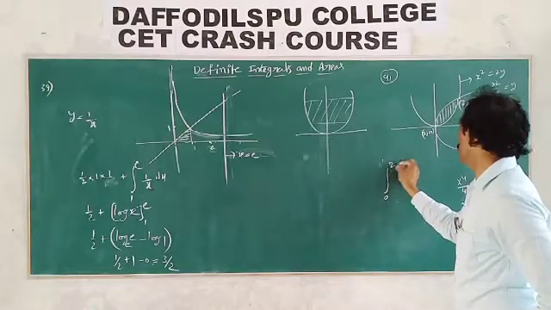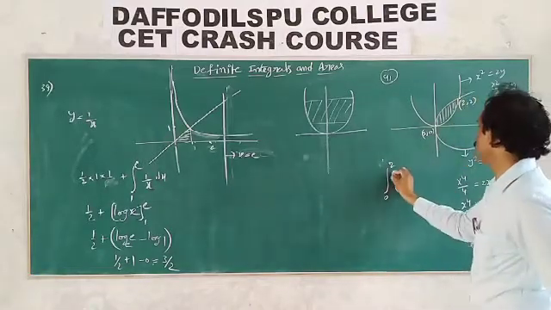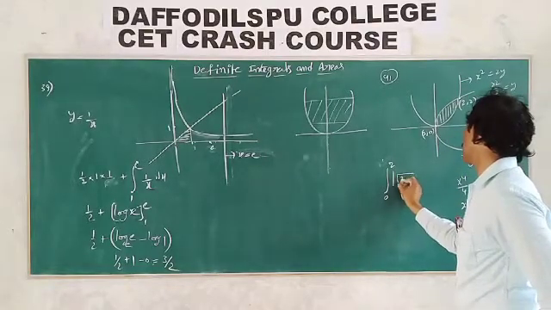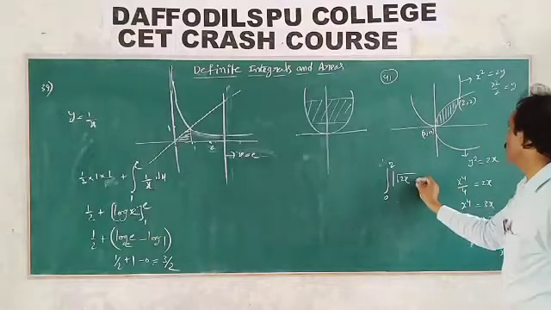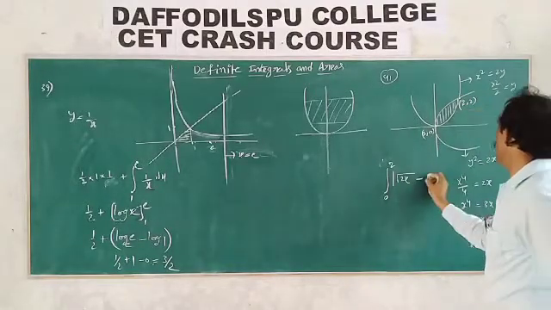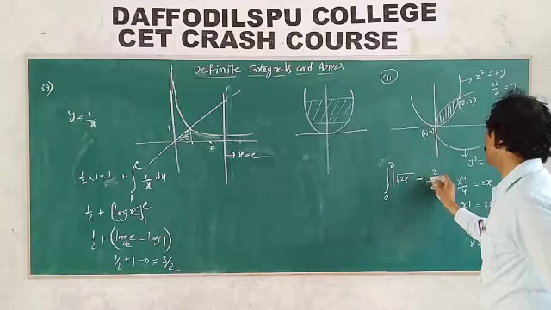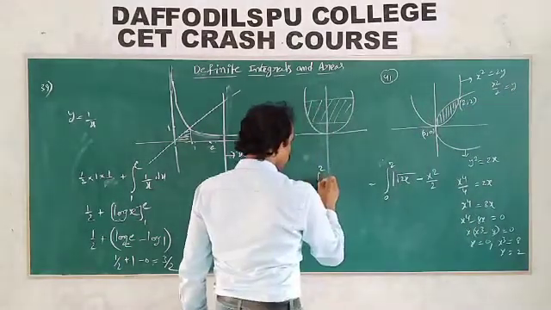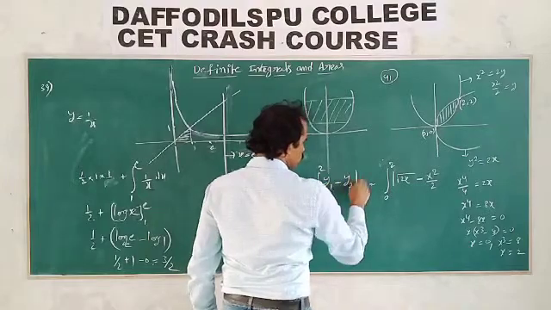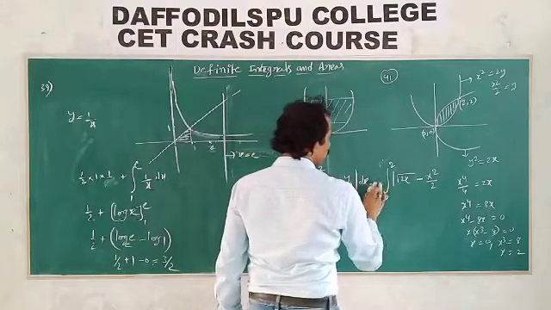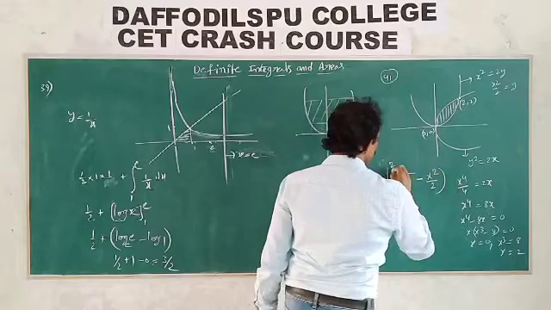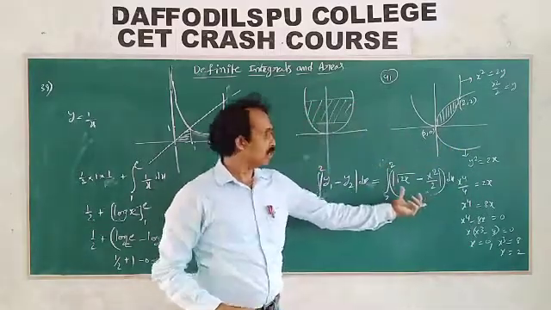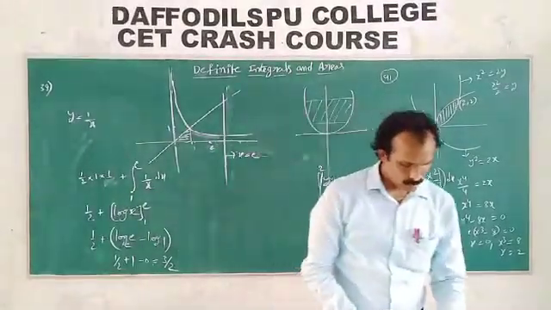What is the area? 0 to 2. For this curve area, take the modulus as the answer. This value is equal to root 2x, root 2x minus this value x square by 2. So this is equal to integral from 0 to 2 of y1 minus y2 dx. You want the modulus of this dx. Okay, solve this one, get the answer.